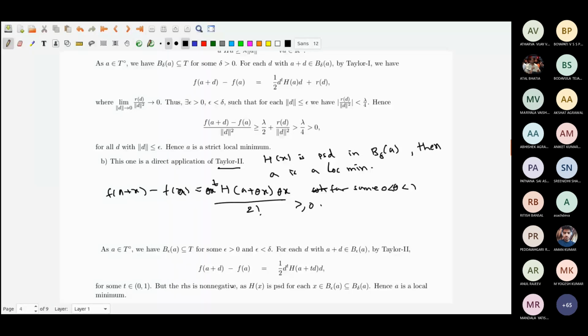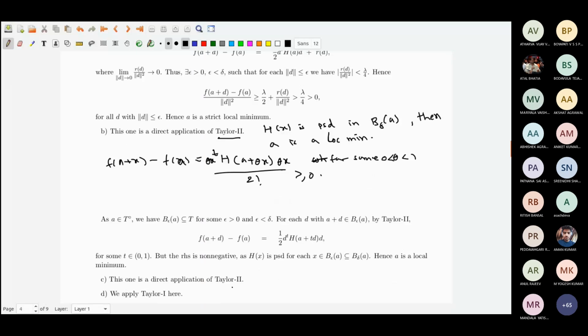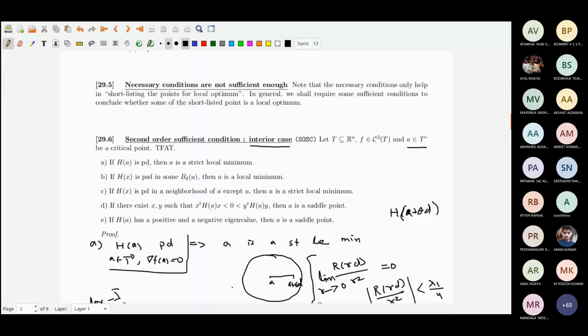And item C, what does item C say? Item C says if Hx is a positive definite matrix in a neighborhood, but at A it need not be positive definite, because if it is positive definite at A, then it is a strict local minimum, directly you can tell. Suppose that it is not positive definite at A, but in a neighborhood it is positive definite, everywhere else it is positive definite, that can happen. Okay, then A is a strict local minimum, that's fine, no problem. That can be shown here.